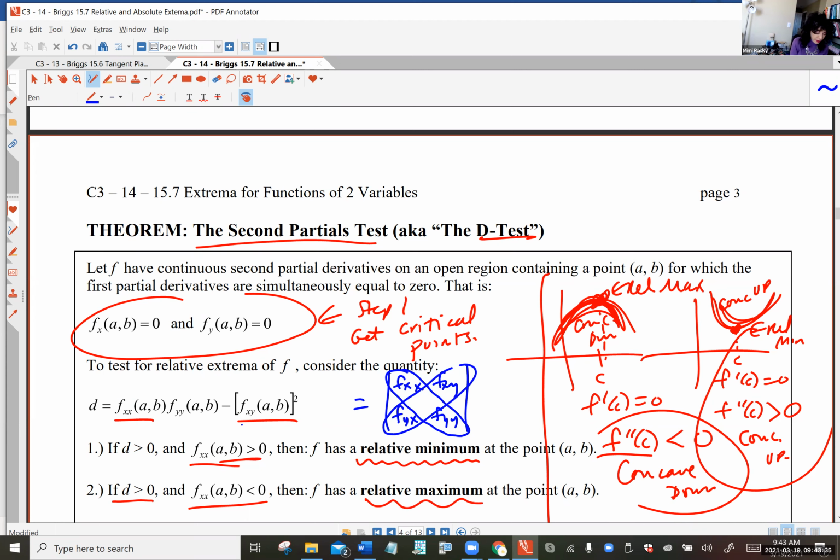Now, wait a minute, though. It doesn't look like they're doing that here. They're just doing fxy getting squared. But I claim it's the same thing. Why? Do you guys remember?